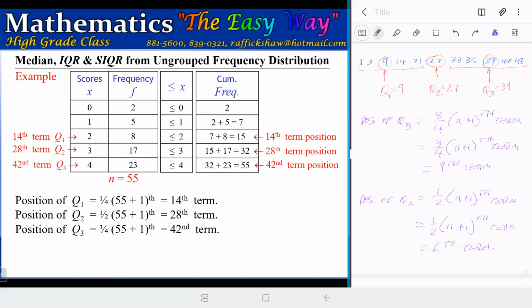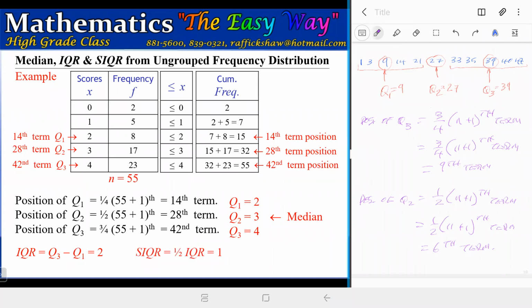So now you know your quartiles. Q1 is 2, Q2 is 3, Q3 is 4. And therefore, since you know your quartiles, you put them down. You can now identify the middle one as the median. And then calculate the interquartile range, which is Q3 minus Q1, is 4 minus 2, which is 2. The semi-interquartile range is half of that, which is 1.